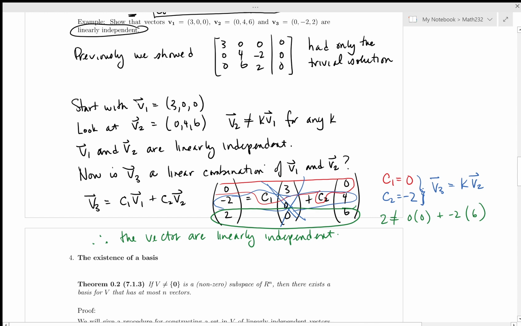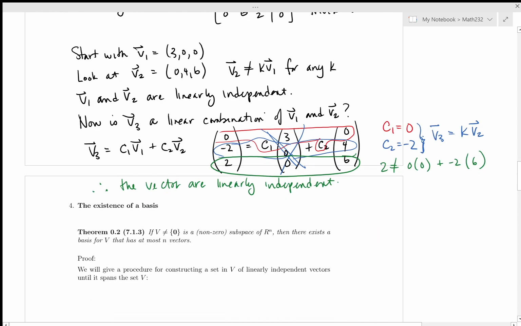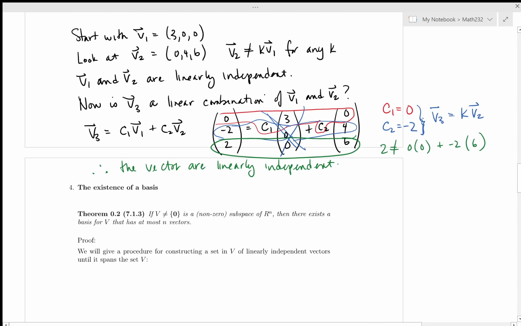Okay. We have an existence theorem here: if we have a set V, it's not just a zero vector. It's a non-zero subspace of Rn. So V is not just a set, actually, it's a subspace of Rn.